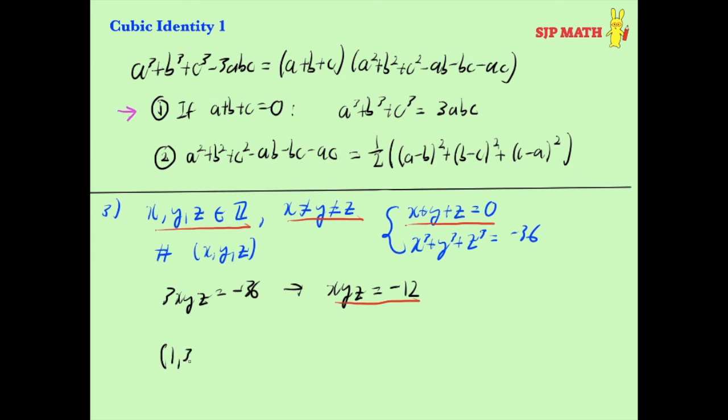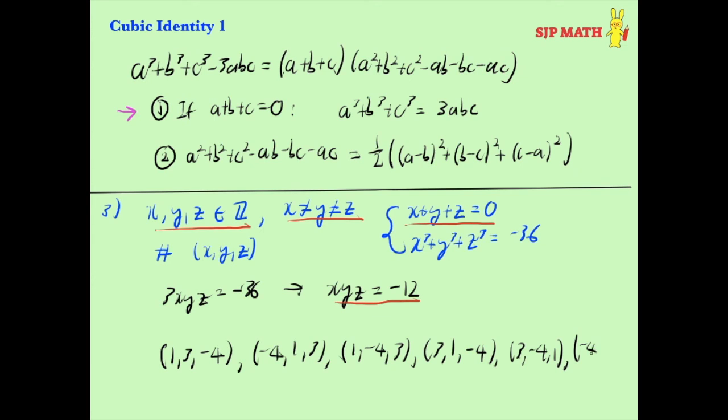So if we just kind of YOLO all the solutions using this information, then we see that the only ones that work are 1, 3, negative 4; negative 4, 1, 3; 1, negative 4, 3; 3, 1, negative 4; 3, negative 4, 1; and negative 4, 3, 1. So that's a total of 6 solutions. So our answer is 6.